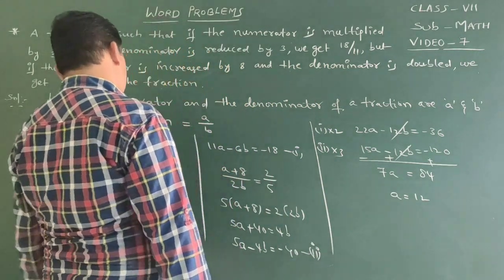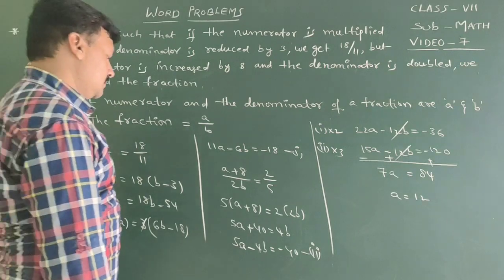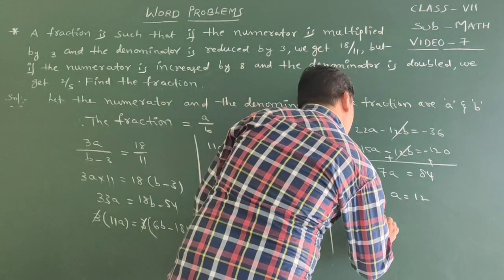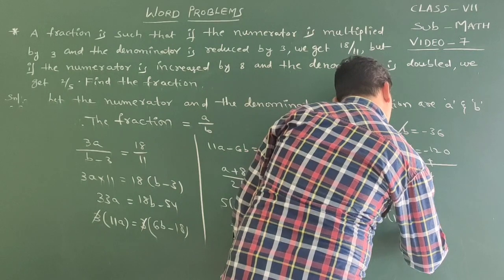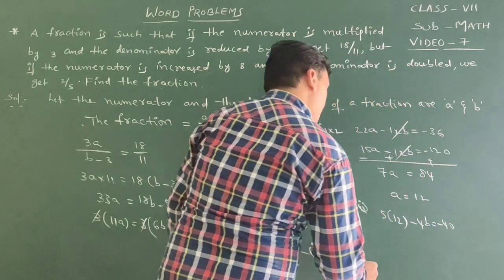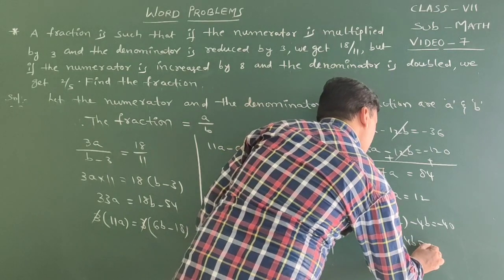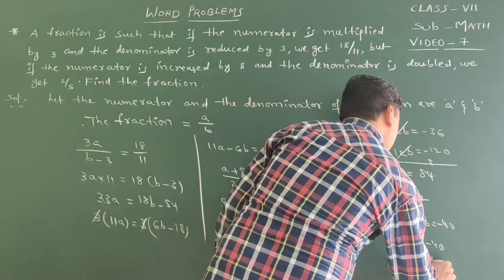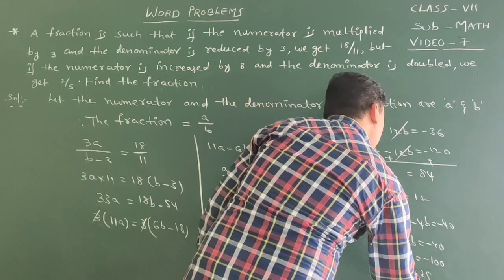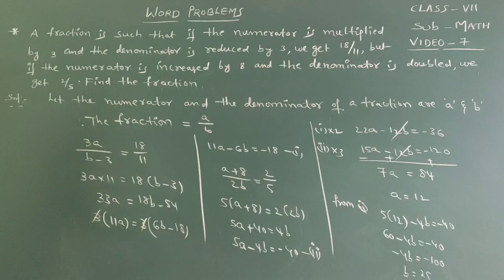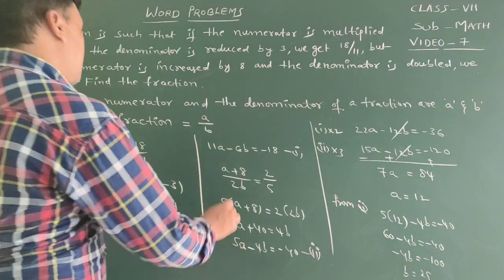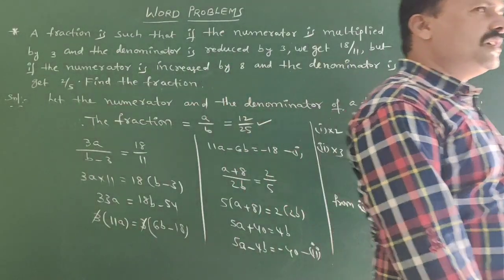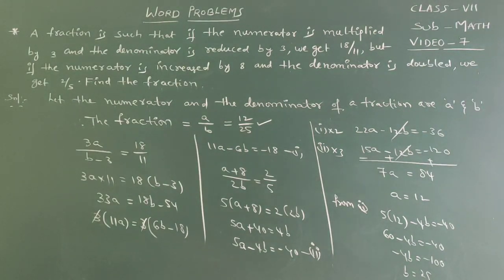a equal to 12. Here, from the second equation, 5a, 5 into 12 minus 4b equal to minus 40. 60 minus 4b equal to minus 40, minus 4b equal to minus 100, b equal to 25. So the fraction is 12 by 25.